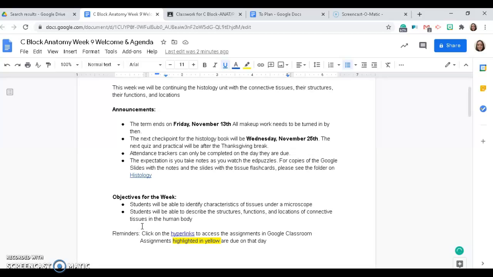Some announcements and reminders. The term will end on Friday this week. So all makeup work needs to be turned in by then.